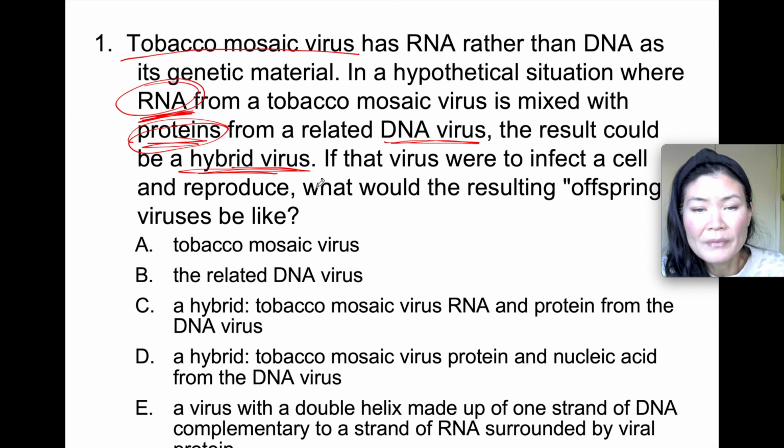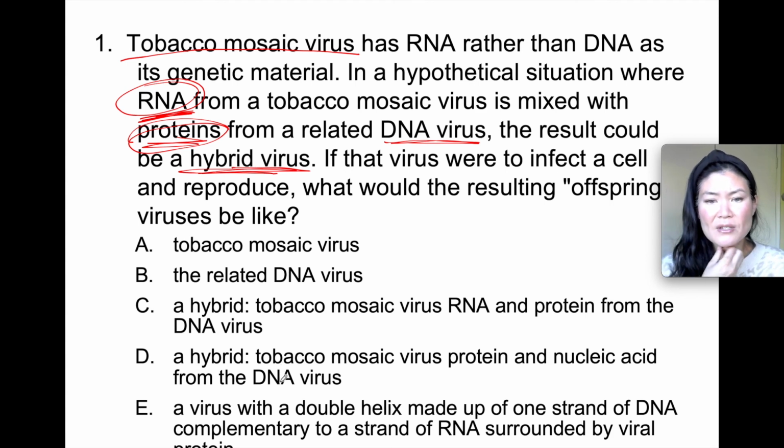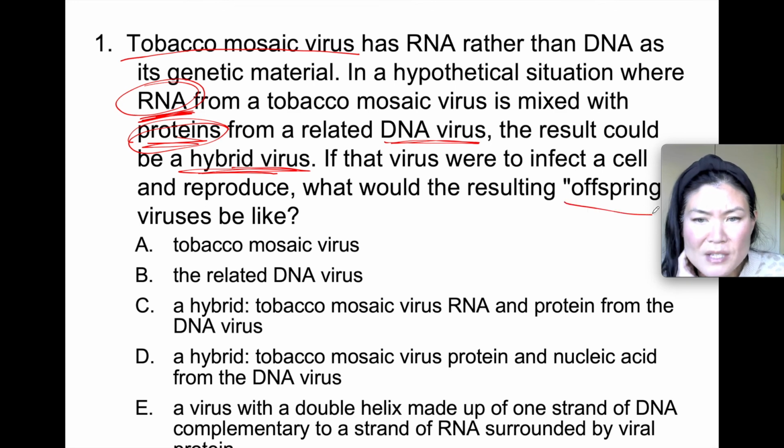remain as RNA. If the virus were to infect a cell and reproduce, what would the resulting offspring viruses be like? A, tobacco mosaic virus; B, the related DNA virus; C, a hybrid, tobacco mosaic virus RNA and protein from the DNA virus; D, a hybrid, tobacco mosaic virus protein and nucleic acid from the DNA virus; or E, a virus with a double helix made up of one strand of DNA complementary to the strand of RNA surrounded by viral protein. It's asking about the offspring. What are the offspring going to be like?